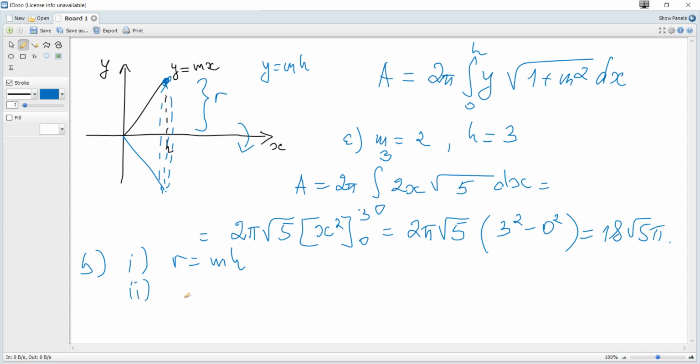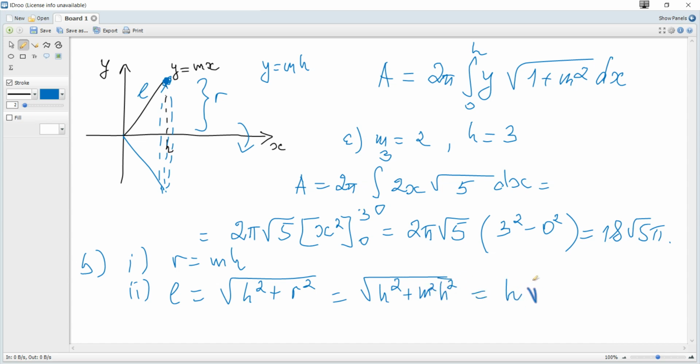The next, deduce an expression for the slant height L in terms of h and m, 2 marks. The slant height is this distance, and just applying the Pythagoras theorem, we can see that it's the square root of h squared plus r squared, but we need it in terms of h and m, and we can substitute mh for r, and it becomes square root of h squared plus m squared h squared, and it's just h square root of 1 plus m squared.